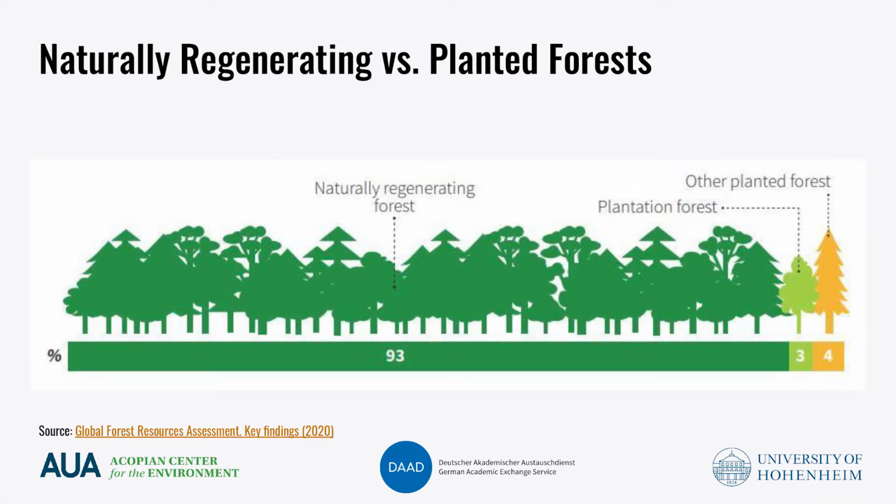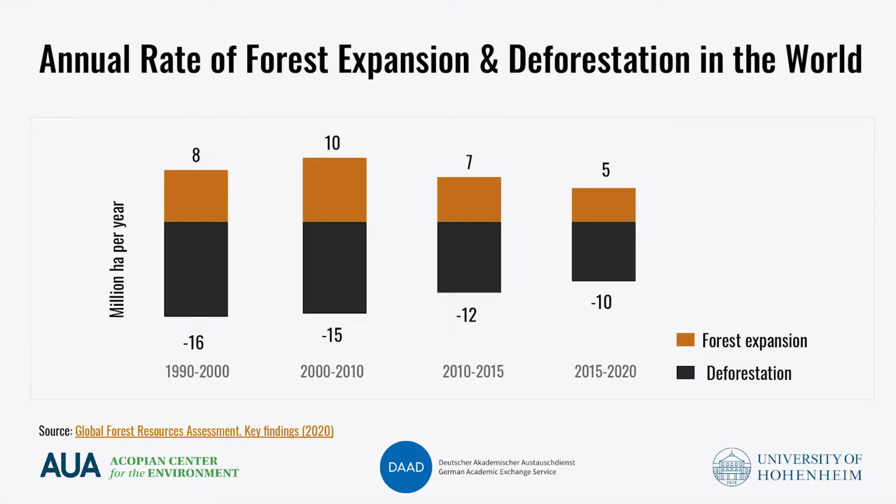93% or 3.75 billion hectares of forest area worldwide are naturally regenerating forests and 7% or 290 million hectares are planted or plantation forests. Since the 1990s, around 420 million hectares of forest area has been lost worldwide. The rate of forest loss has declined substantially. In the most recent 5-year period, 2015 to 2020, the annual rate of deforestation was estimated to be 10 million hectares, down from 12 million hectares in the period from 2010 to 2015.